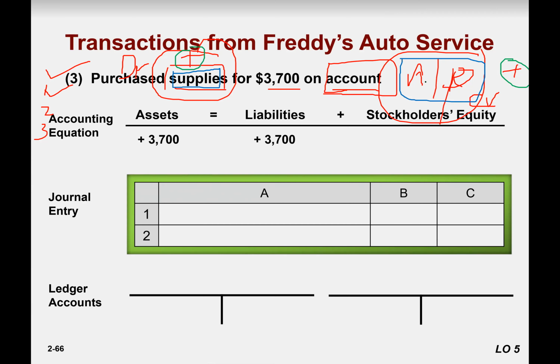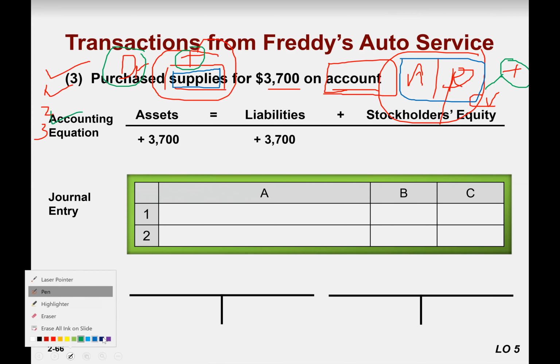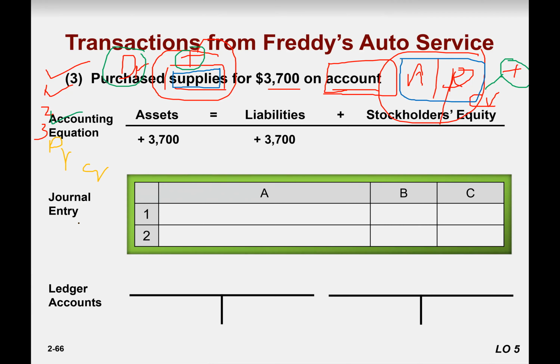So accounts payable belongs to the liability side, so an increase means credit. Supplies belong to the asset side, and an asset increase is a debit. Now the third step is to make the entry. What are the rules to make the entry? First, you write down the debit and then you write down the credit. You pronounce it from debit to credit.